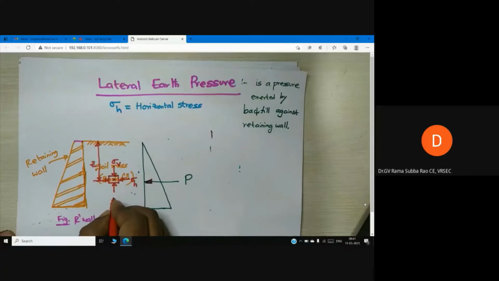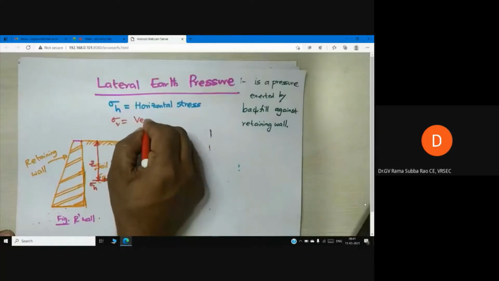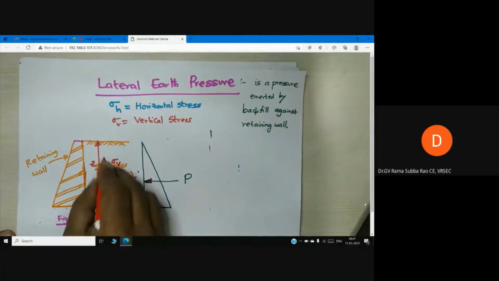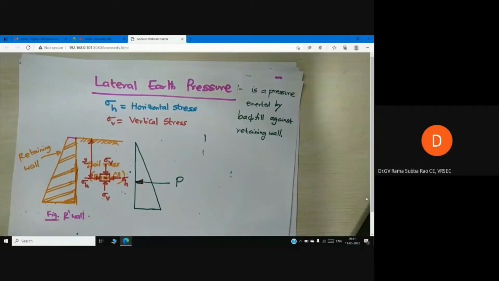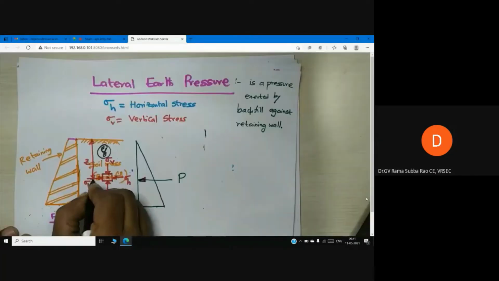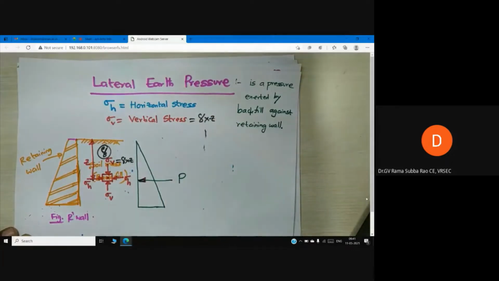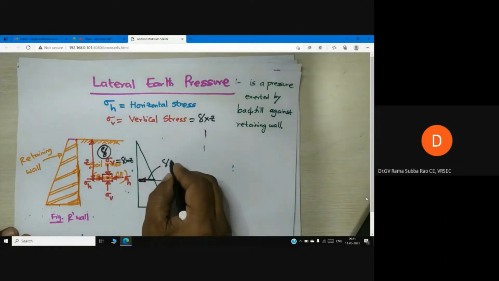Now let us discuss what is sigma v, what is sigma h. Now someone can ask me what is sigma v. Sigma v means vertical stress. As you know, at any depth z, when the soil has unit weight gamma, the unit weight of the soil is gamma. At any depth z, I want vertical stress. Can anyone tell me now? Gamma into z. For example, consider a depth here, the pressure is gamma into z.